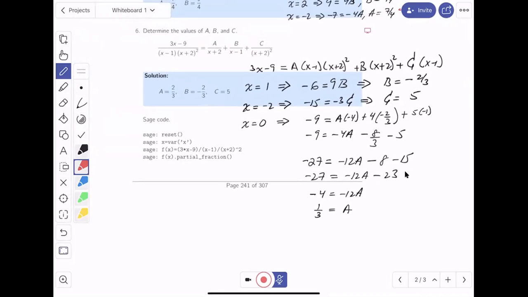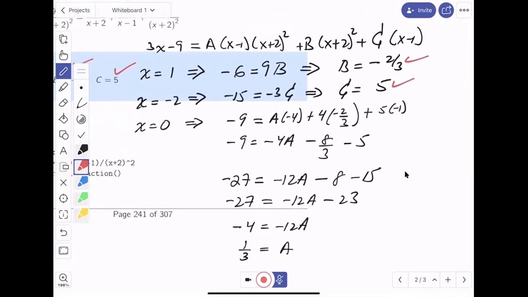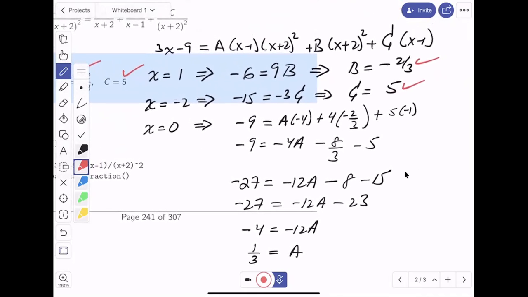So I'm going to say I got c to be 5, and I got b to be minus 2/3. I'm making an error on a, though. So I got to look at it, see where that error came from. I said that x was 0. Let's go back over here. If x is 0, I'd get minus 9 on the left side. And let's see what I get. I get 4 minus 4a.